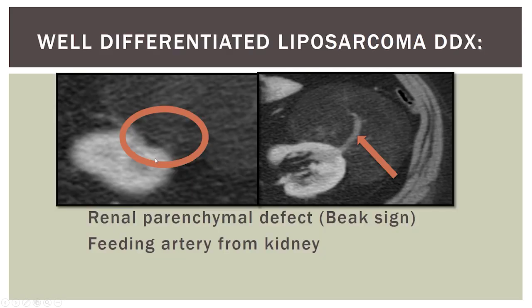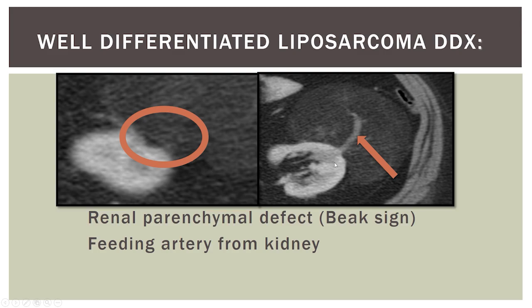Another thing to be aware of is that when you're dealing with a fatty retroperitoneal tumor, think: is this arising from the retroperitoneum itself, or is it arising from a retroperitoneal organ? Like in this case, we have a typical beak sign. That means this defect is arising from the left kidney. So notice this large fatty mass is arising from the left kidney, and this is described as the beak sign.